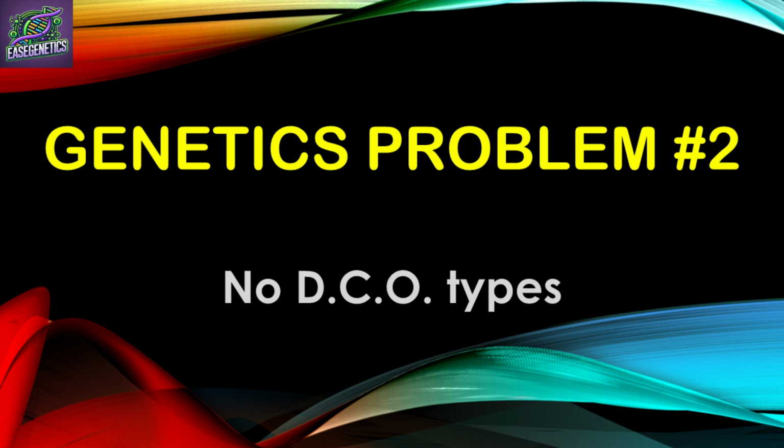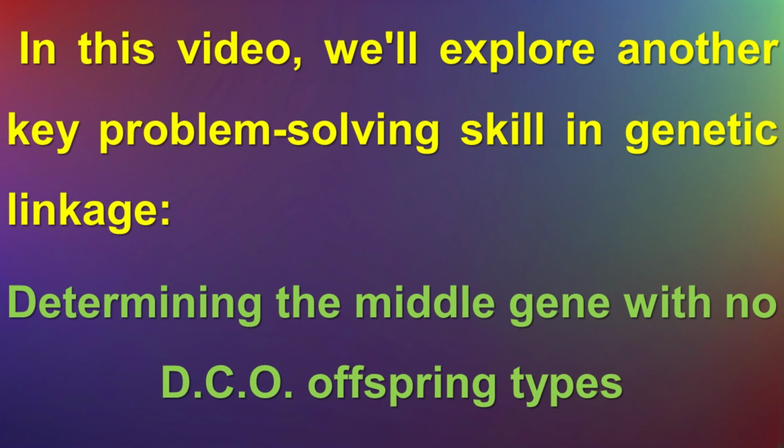I'm here to solve another typical problem regarding genetic linkage. Another key problem-solving skill in genetic linkage is determining the middle gene with no D.C.O, or double crossing over types, among offspring. So let's see how we can solve this tricky problem and identify the middle gene.